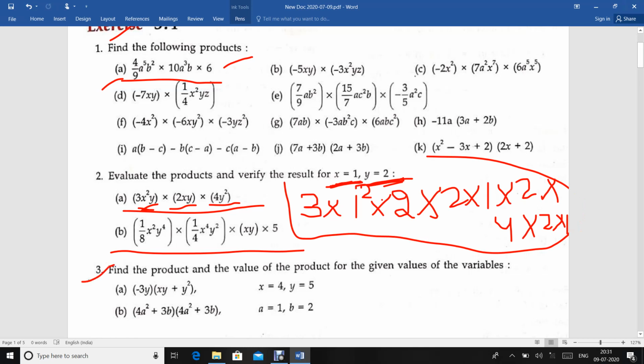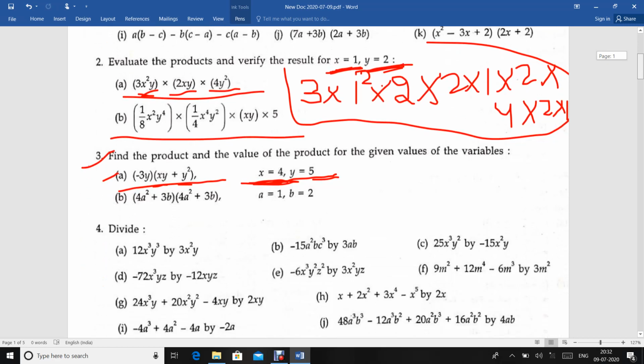Find the product and the value of the product for the given values of the variables. Minus 3y multiplied by xy plus y square, x is equal to 4, y is equal to 5. So you will put the values of x and y, and after that you will get the answer. Please try all these questions and do them yourself. You can learn them only by practicing. This is the only way that you can learn all these types of questions. Let us move towards the next topic.